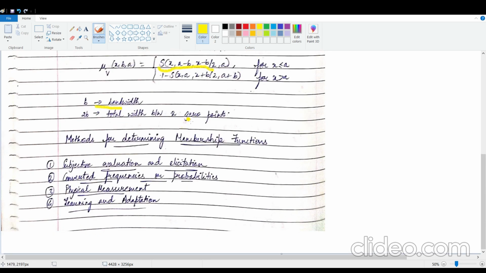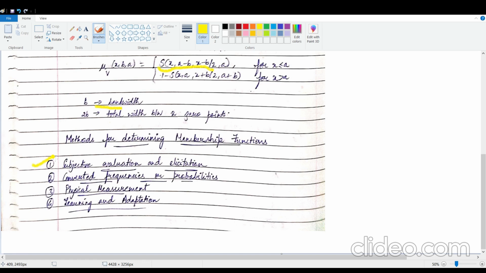Now let us look at the different methods for determining membership functions. We are done with them. So let us try understanding how people would actually come up with which membership function to use in which particular condition. The first method is called subjective evaluation and elicitation. So this is a general method. What experts would do in this case is employ different people, maybe come up with statistics based on people being young or tall or short, and then they come up with graphs based on that. So this is just subjective evaluation.